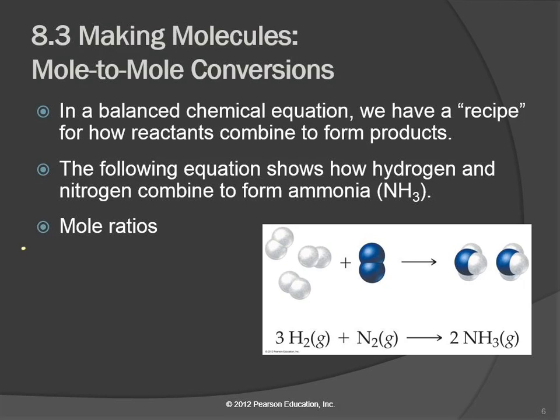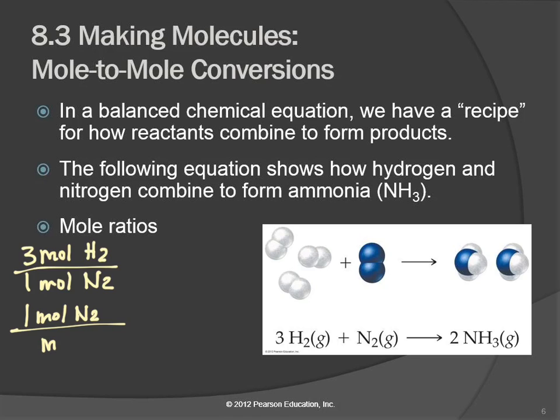So we can say that there are 3 moles of hydrogen for every 1 mole of nitrogen. There are 3 of these for every 1 of those. There's 1 mole of nitrogen for how many moles of ammonia, NH3? 2. For every 1 mole of this, we get 2 moles of that. There are 2 moles of ammonia for every 3 moles of hydrogen. Everybody okay with that?